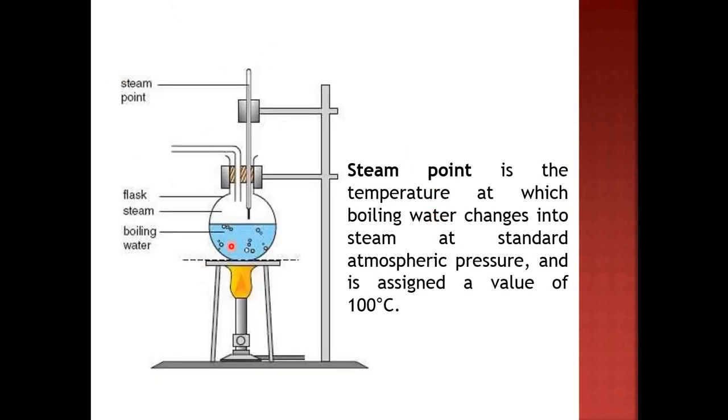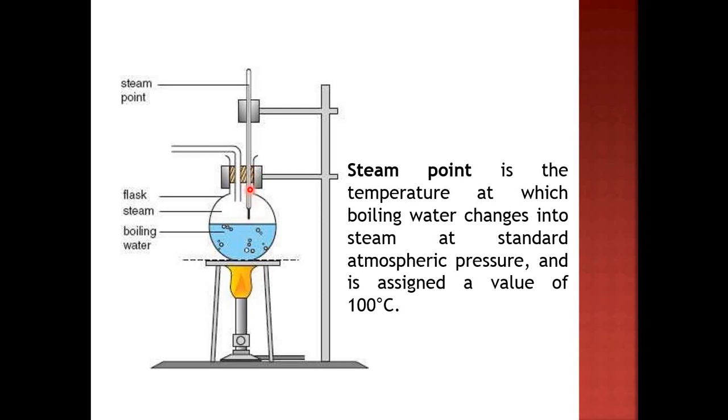Then you have to look into the steam point. This is the experiment for the steam point. The steam point is the temperature at which boiling water changes into steam at standard atmospheric pressure, and it is assigned a value of 100 degrees Celsius. When you want to find the steam point, you insert the thermometer above the boiling water. Don't put it inside the water.